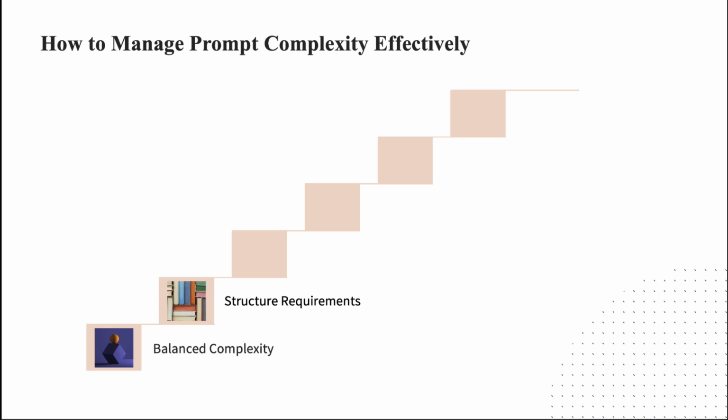Structure requirements. When complexity increases, prompts are organized using clear sections, numbered lists, paragraphs, bullet points, or other formatting. This helps the AI assistant process information systematically. Prioritize instructions. Not all requirements are equally important, so we indicate which elements are essential versus optional. This helps the AI assistant focus on what matters most when it cannot fulfill every requirement.